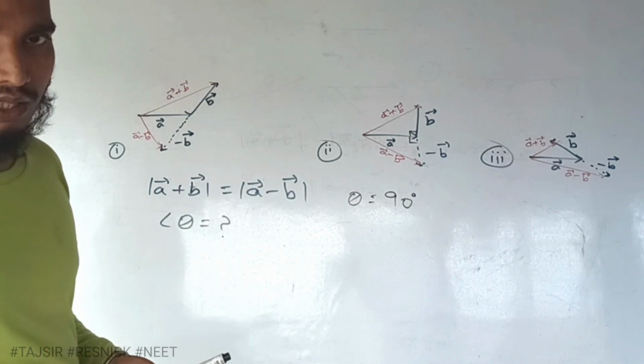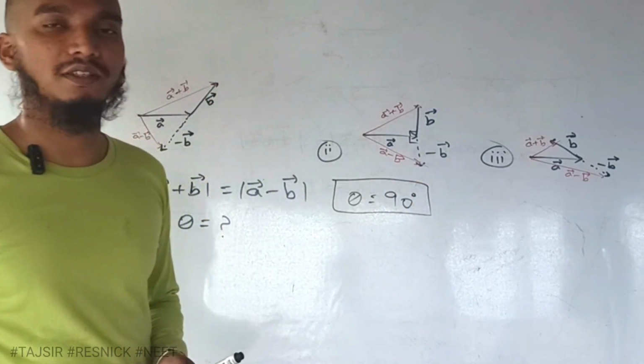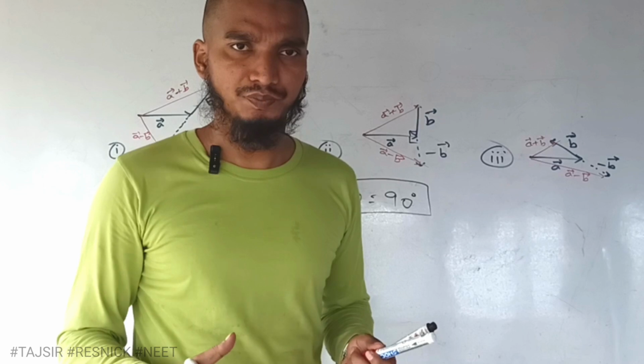Therefore, what will be our answer? Our answer is 90 degrees. The angle between vector A and vector B is 90 degrees.